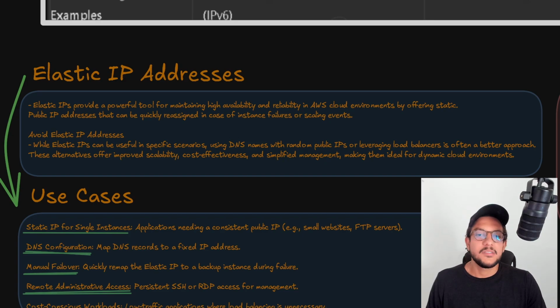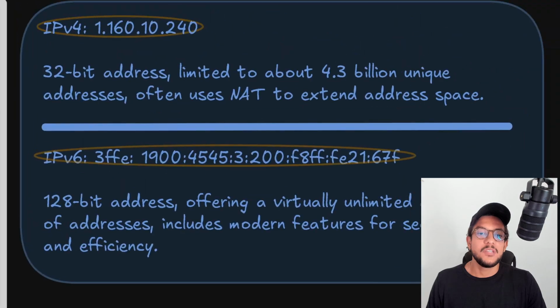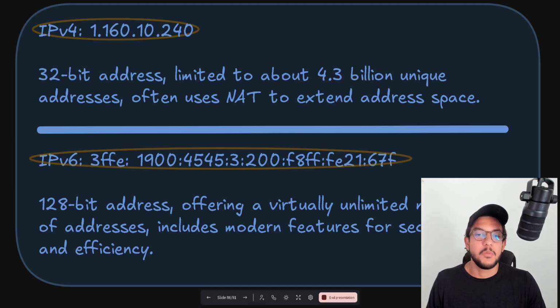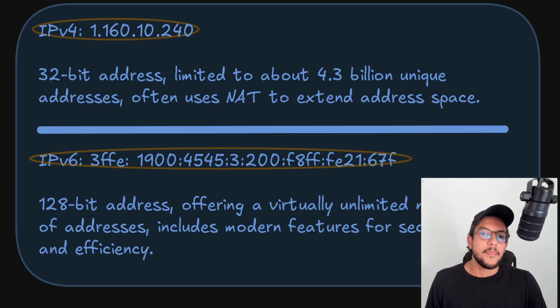We are also in the midst of a major transition in internet addressing. IPv4 uses a 32-bit addressing scheme, giving us about 4.3 billion addresses, a number we've essentially exhausted at this point. This is why services like NAT become necessary. IPv6, on the other hand, uses a 128-bit scheme, providing a virtually unlimited pool of addresses with enhanced security and efficiency features built in.